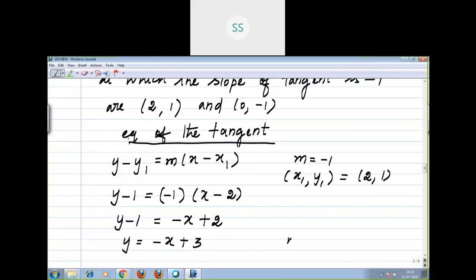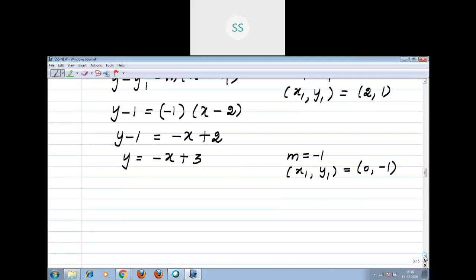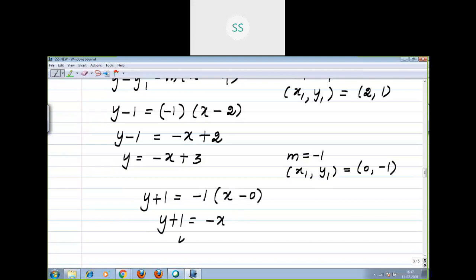What is the next point? The slope is the same. x1 comma y1, what is the point here? 0 comma minus 1. You have to see whether here also it is correct or not, right? Now y plus 1 equal to minus 1 into x minus 0. y plus 1 equal to minus x, then y is equal to minus x minus 1.